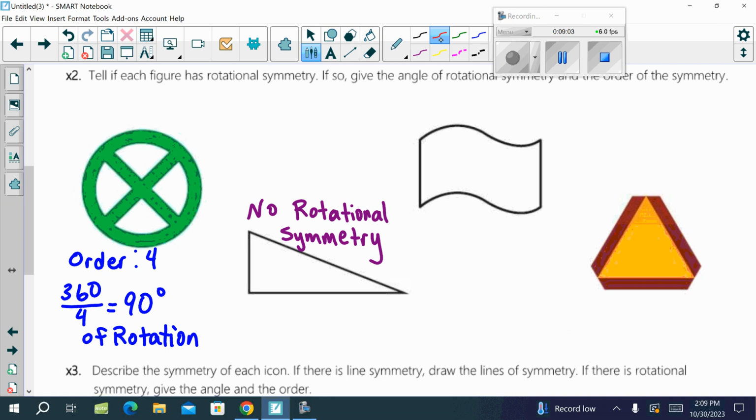Okay, what about this little squiggle flag looking thing? What do you think? Order of 2. Okay, so its order is 2. So then how many degrees of rotational symmetry does it have? 180. 180, good. So 180 degrees of rotational symmetry.